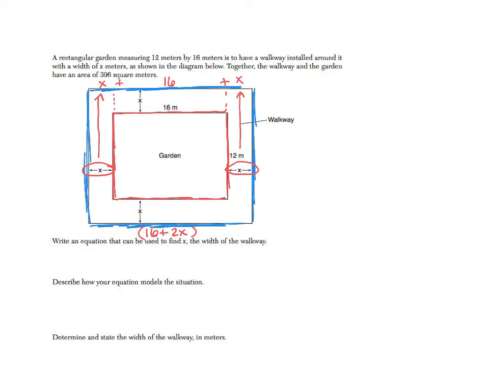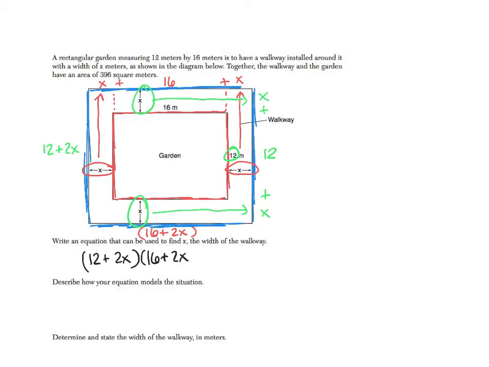I'll switch over to green, and you see that this is 12, and you slide your x and your x over. So you can imagine that's x plus 12 plus x. So this would be 12 plus 2x. So it says find an equation that can be used to find the width of the walkway. So you would simply say, well, okay, my whole entire thing adds up to 396. So you've got 12 plus 2x times 16 plus 2x equals 396.